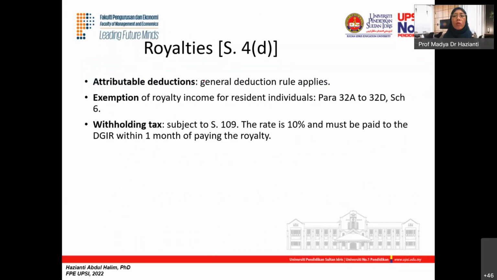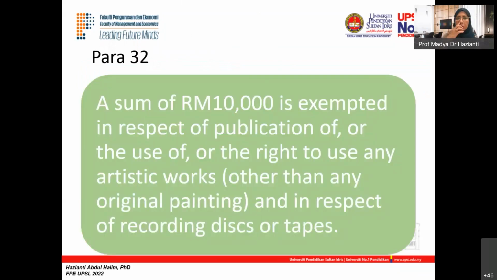Alright, for royalties also ada attributable deduction and also exemption. So untuk exemption of royalty income ni for resident individual only, non-resident tak ada. So for paragraph 32A until 32D schedule 6, so these are the list of exemption for royalty income. So under paragraph 32, contohnya 10,000 is exempted in respect of publication of or the use of the right to use any artistic works other than any original painting and in respect of recording this or tapes.